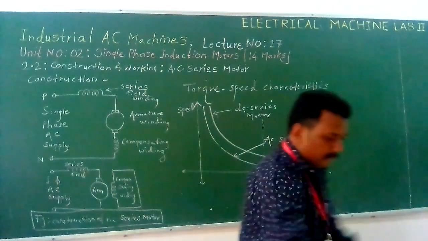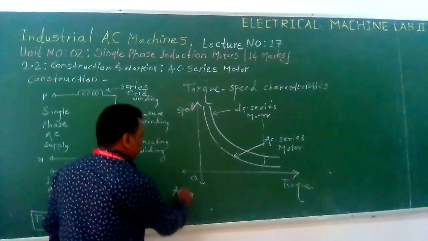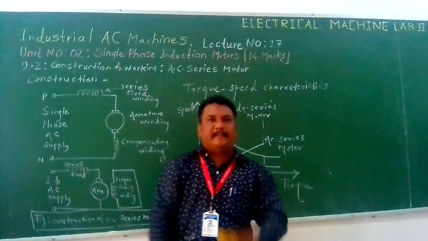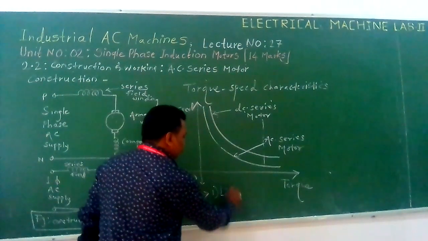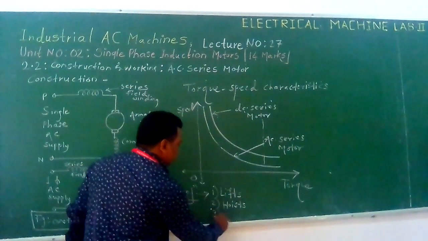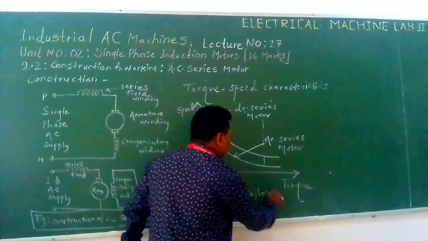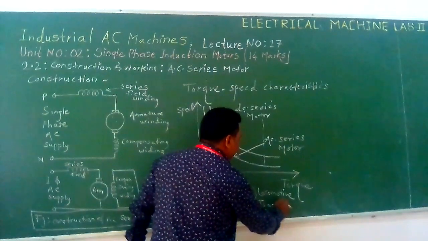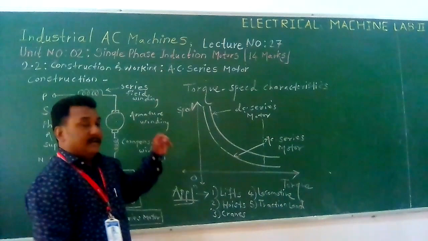Now its applications. We know that the AC series motor or DC series motor has a high starting torque. So it is used for lifts, second, hoists, third, trains, fourth, locomotives, fifth, traction load. So these are the applications of the AC series motor.